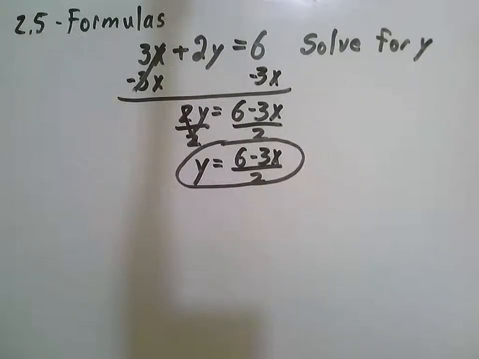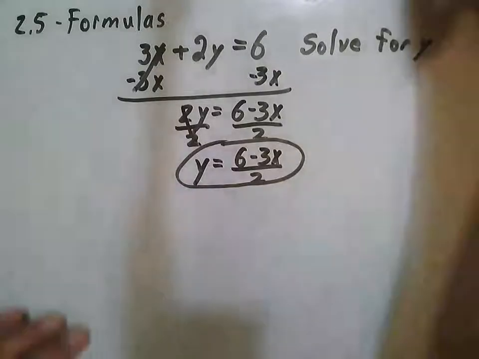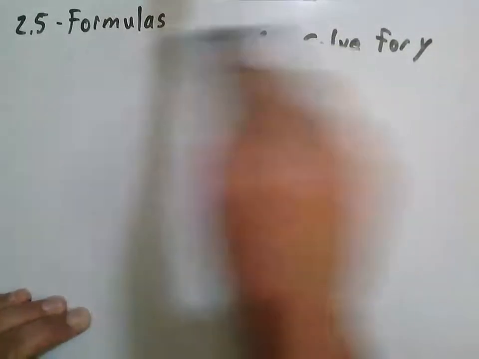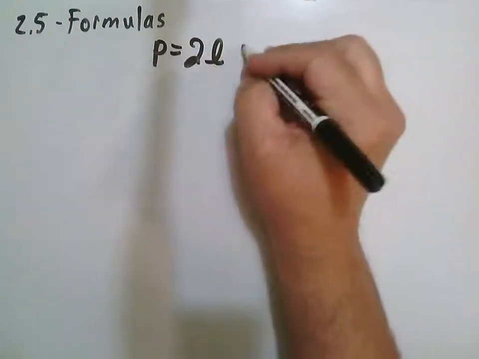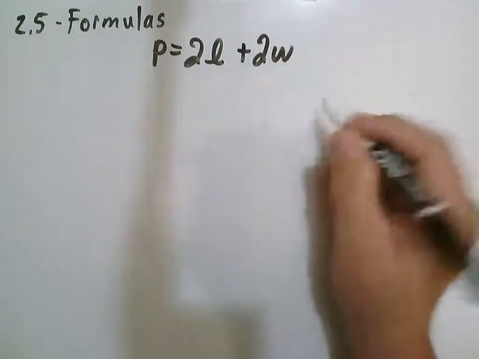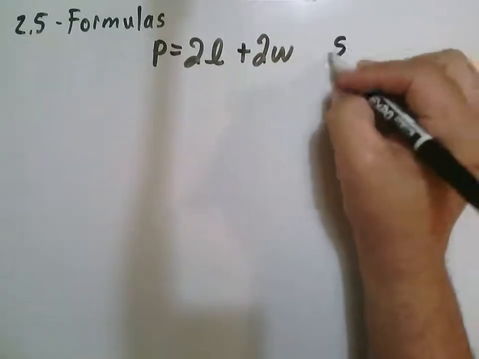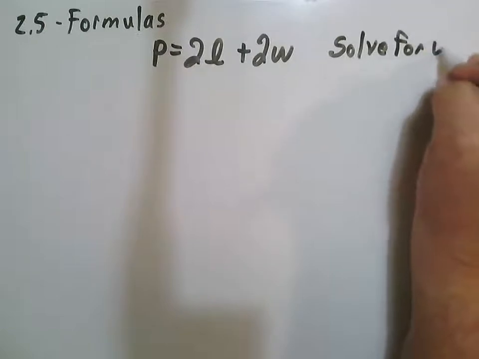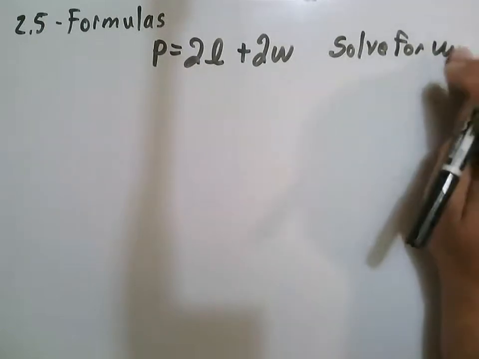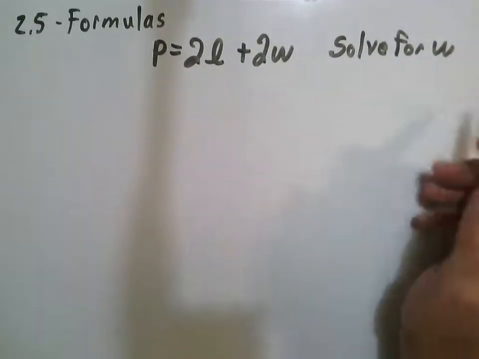Now, we can use this to solve a lot of different things. And so, for an example, if I wanted to use this particular way, think of our perimeter being equal to 2 lengths plus 2 widths. So for this particular one, I'm going to solve for W. Anyway, I'm going to solve for W.